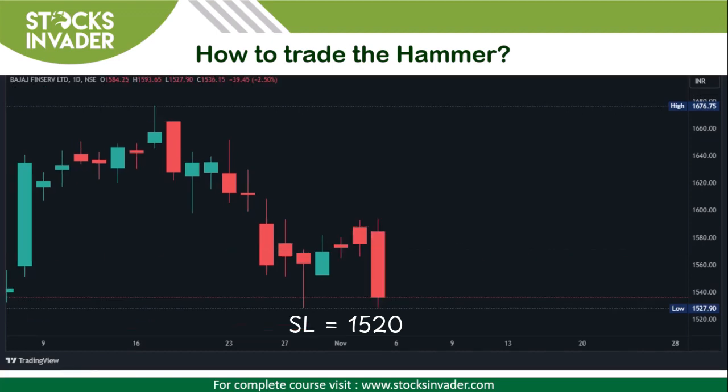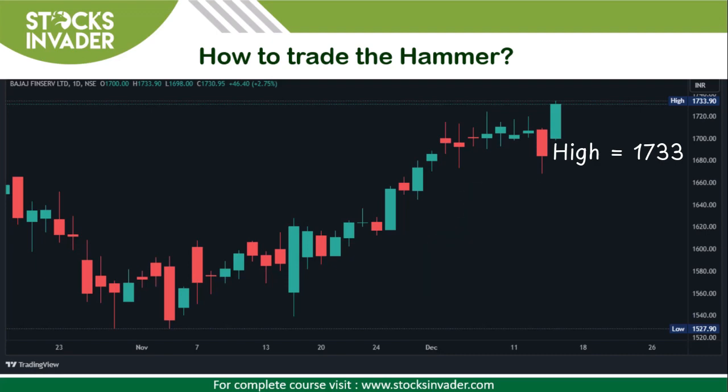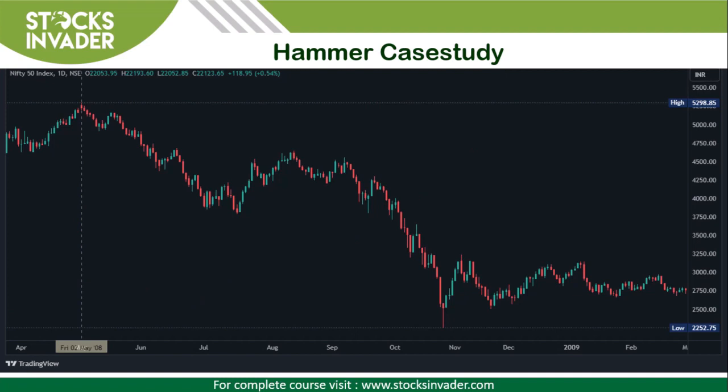Notice here that a big red candle was formed 3 days after the hammer pattern. However, it did not close below the low of the hammer and our stop loss was never hit. As can be seen, after the formation of the hammer, the stock made a high of 1733, which is almost 14% up from the lowest point in a matter of 1 month without hitting the stop loss. Let's have a look at another case study.